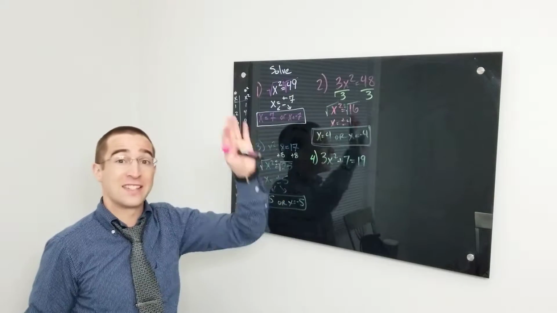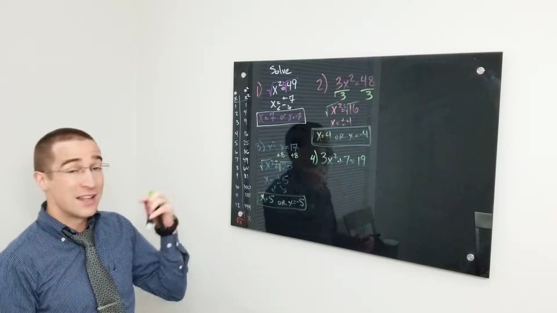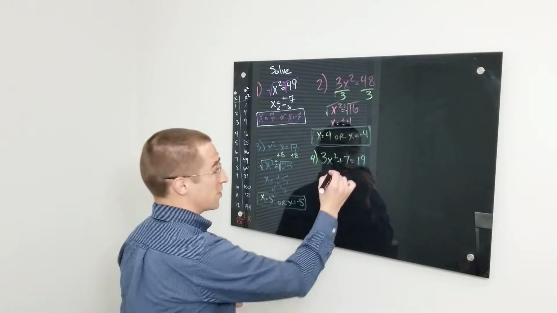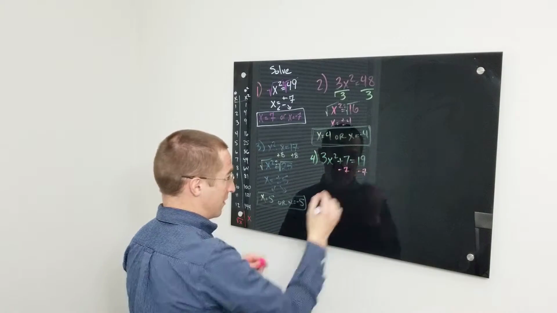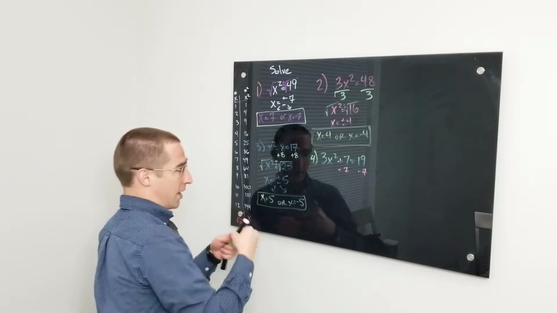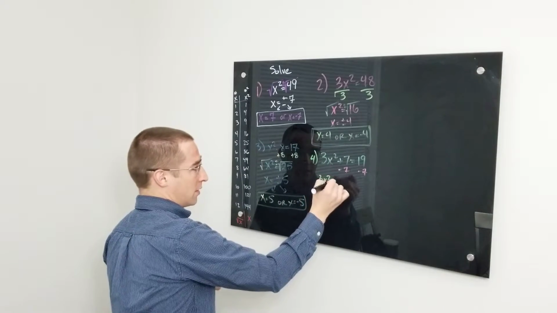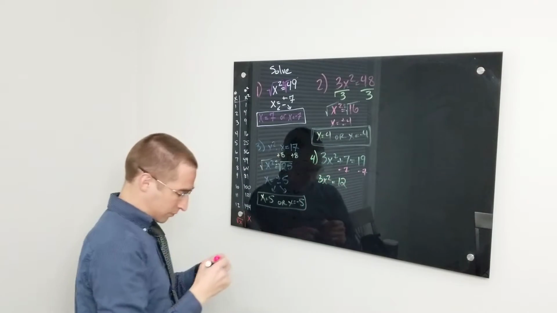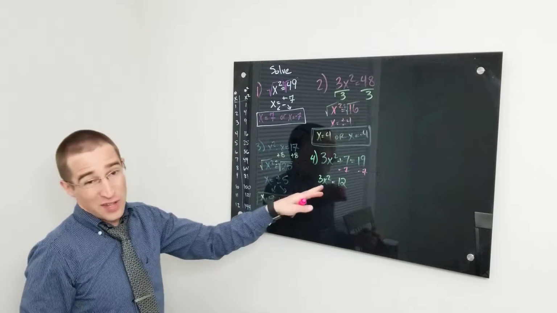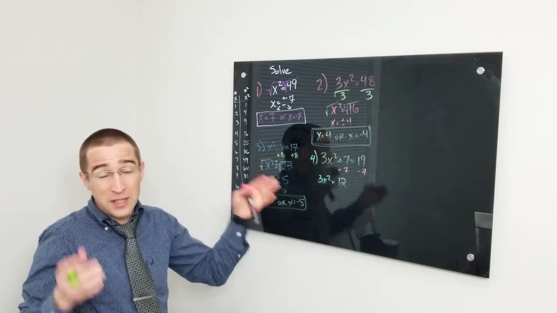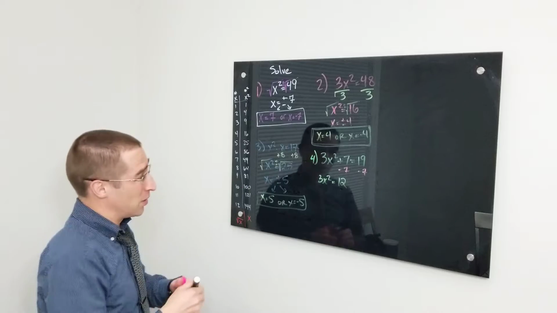The plus 7 is the last thing in the order of operations. That's the first thing we undo while solving. So we're going to go minus 7, minus 7. So here I have 3x squared equals 12. All right, look at it. Well, the x squared is still getting multiplied by 3. We got to get rid of that 3, so we divide by 3.